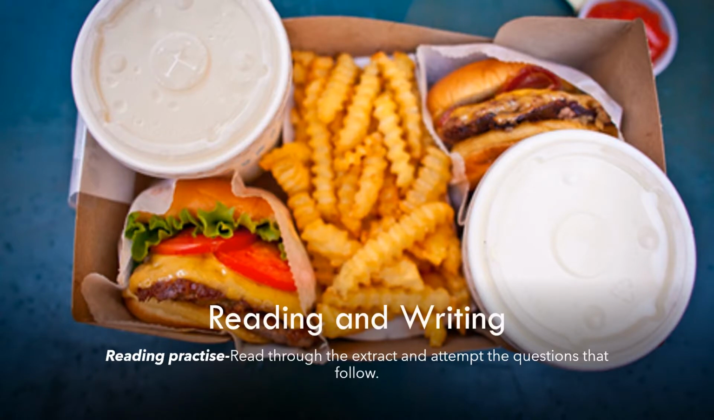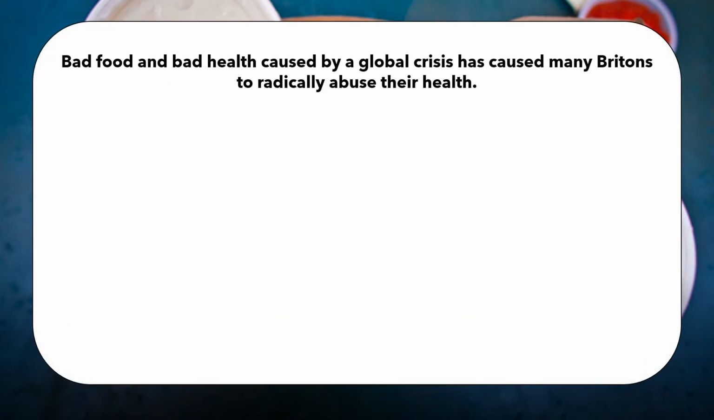Reading practice. Read through the extract and attempt the questions that follow. So you can see there that we have a headline. Now a headline is typically what we'd get with an article, so that's the first one that we're going to get. When you're thinking about the different organisational features that we attribute to the different forms of writing, an article would definitely have things like a headline.